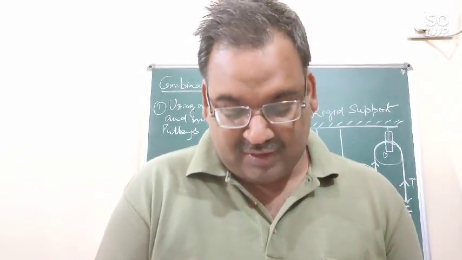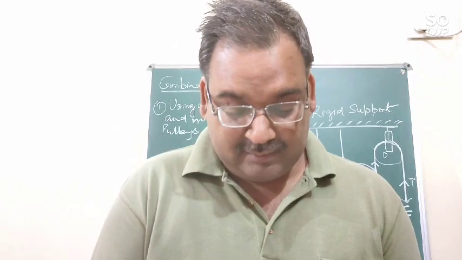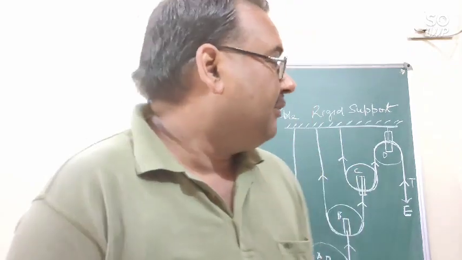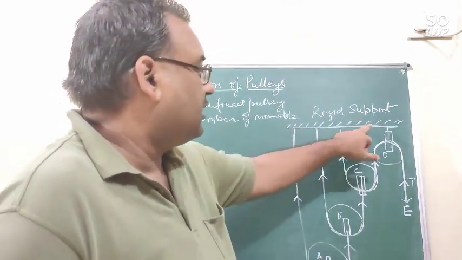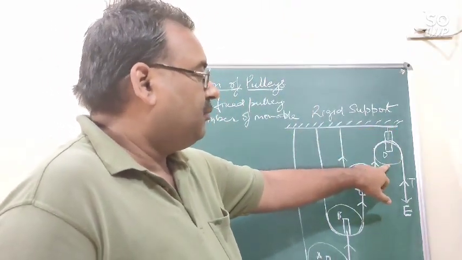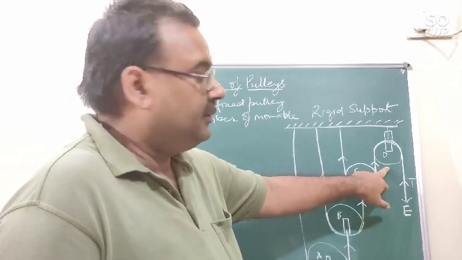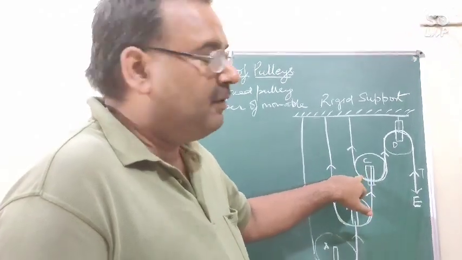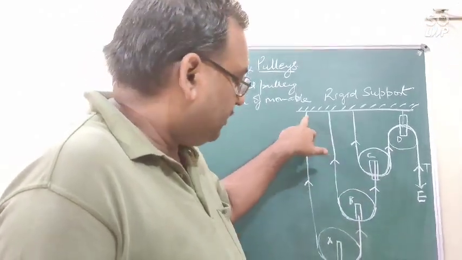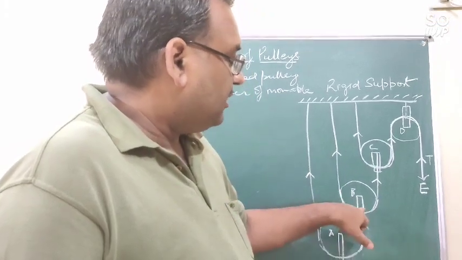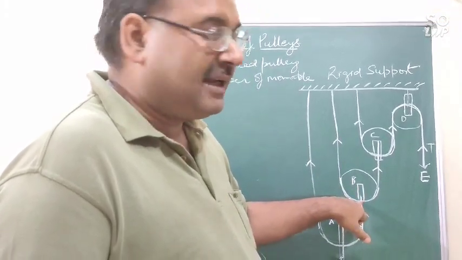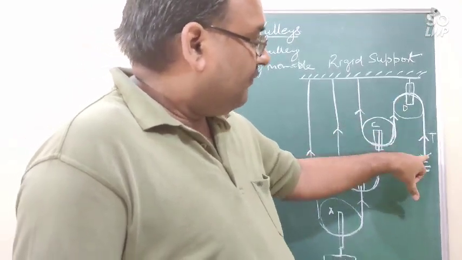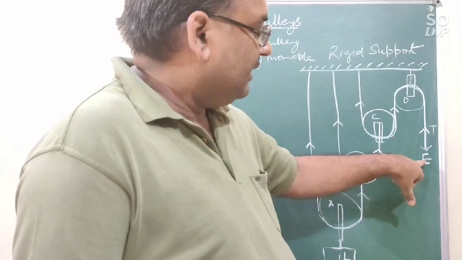So we will begin with the first one, where we are using one fixed pulley and other movable pulleys. I have drawn a diagram here. As you can see, this is a rigid support and this is pulley number D, which is a single fixed pulley, and A, B, C are three movable pulleys. All are being supported by a strong tackle or string. Here we are applying the effort on the tackle, E.